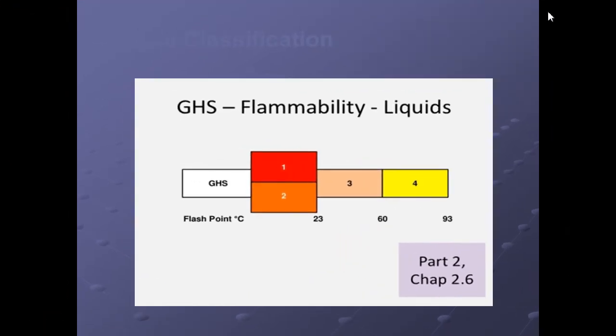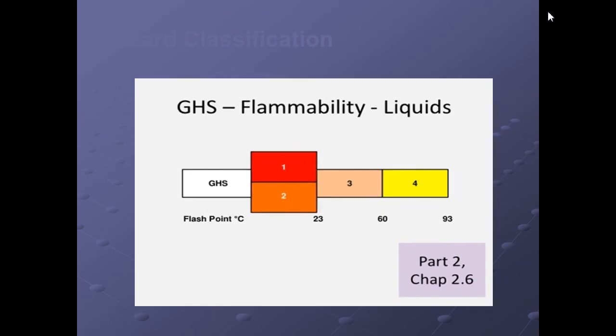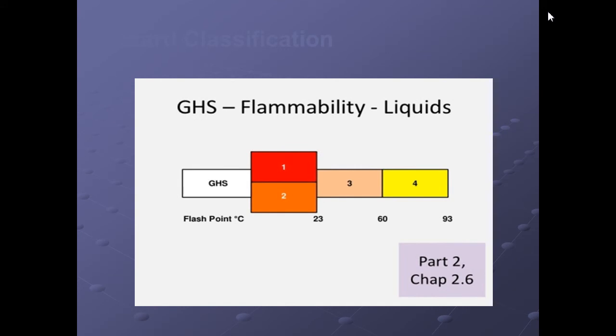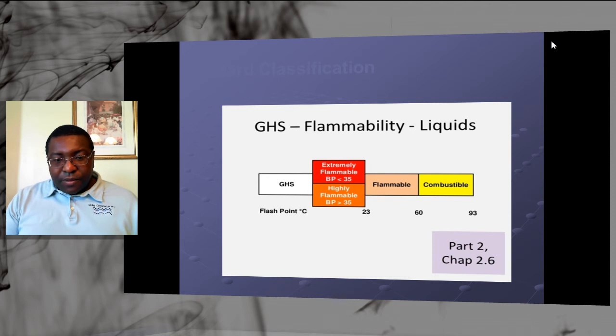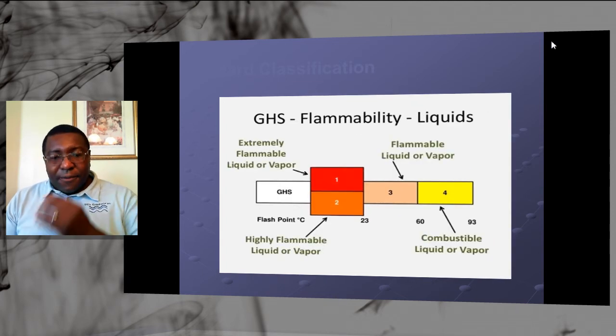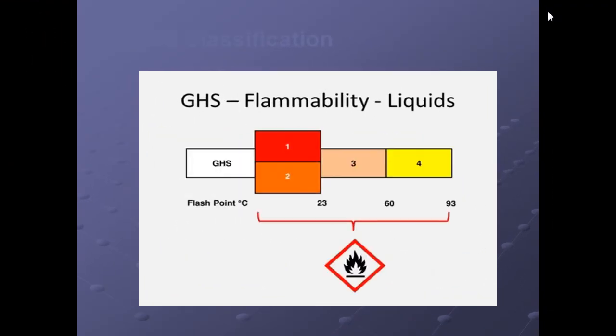1 is extremely flammable. 2 is highly flammable. 3 is now flammable, and then 4 is combustible. So that's your system, and this is what it looks like by temperature and boiling point. And that's the new symbol for flammability.